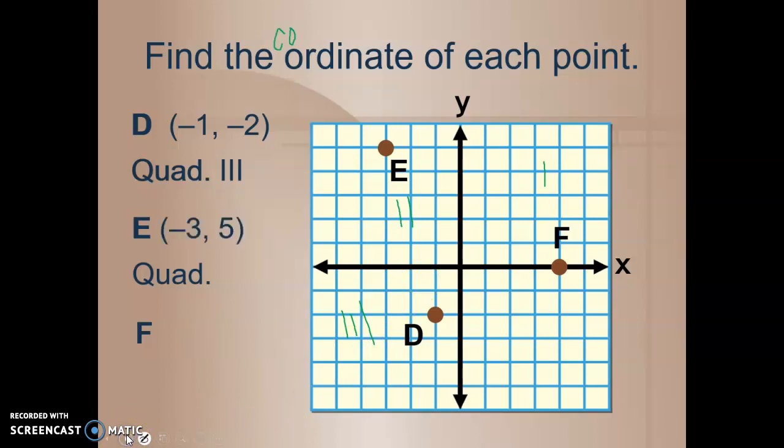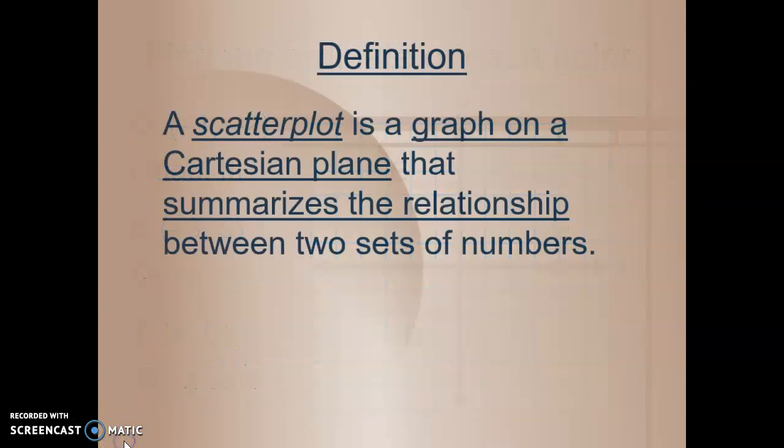All right, E is at -3, +5, and is in quadrant 2. And F is 4, 0. It's over 4, but it's not up or down any, and it's right on the line, so it's not in a quadrant. Do you know what this is called? Hopefully you remembered intercept, and specifically, it is an x-intercept because it is on the x-axis.